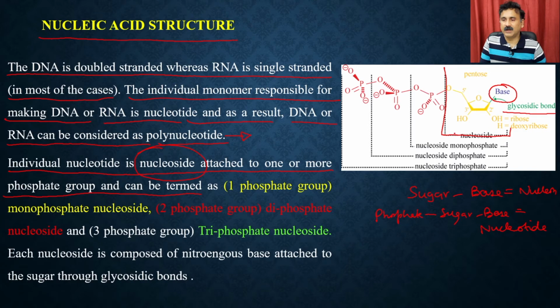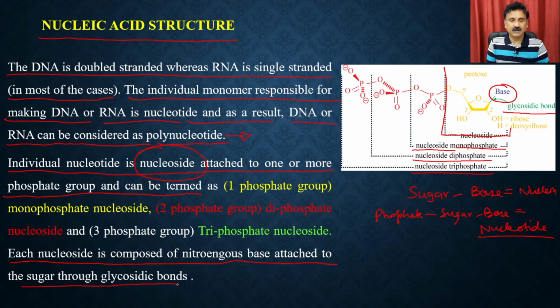In some cases you can also call it a nucleoside monophosphate. If it is a 1-phosphate molecule, you can call it a nucleoside monophosphate. If it is 2-phosphate, it is called a nucleoside diphosphate, and if it is 3-phosphate, it is called a nucleoside triphosphate. You can also call it a nucleotide. So a nucleotide could have the 1-phosphate group, the 2-phosphate group, or the 3-phosphate groups. Each nucleoside is composed of the nitrogenous base attached to the sugar through the glycosidic bond. So this bond is the glycosidic bond which links the base to the sugar.